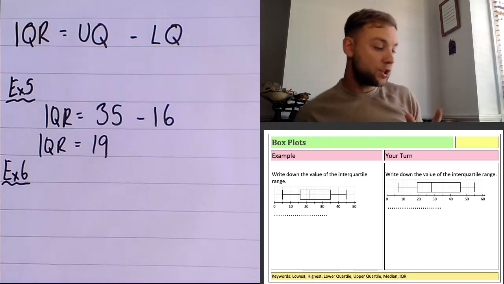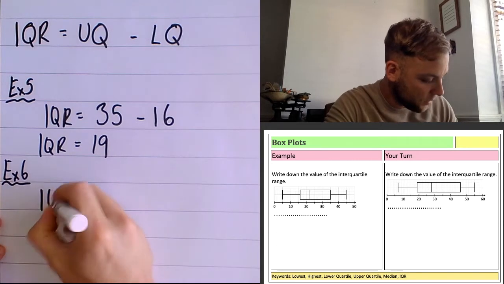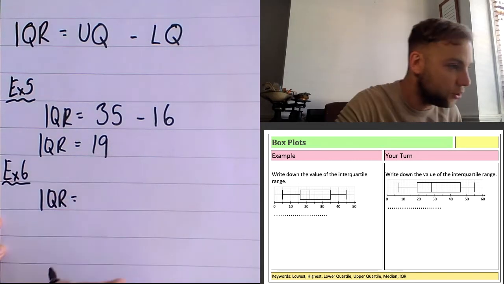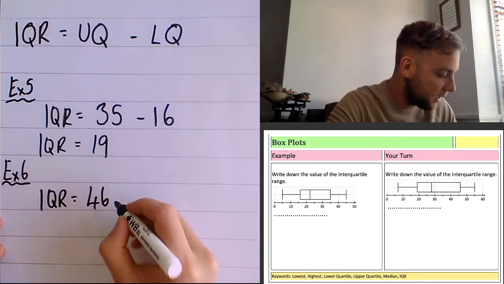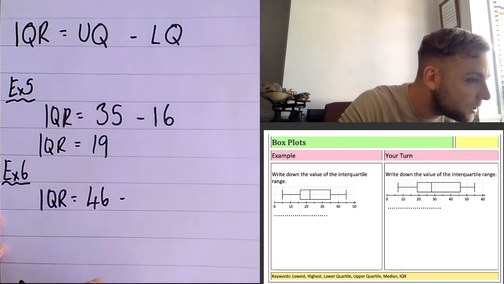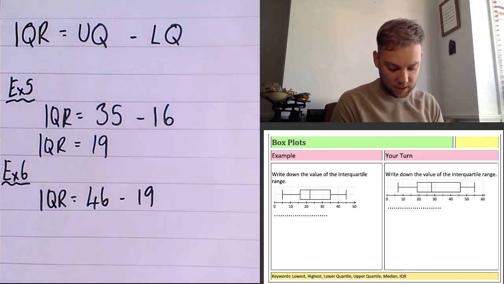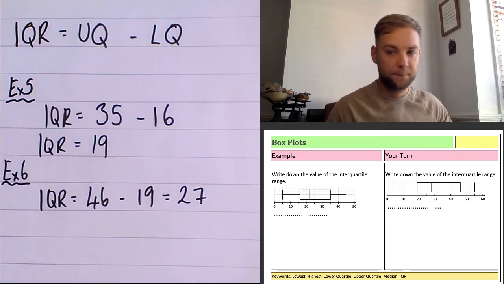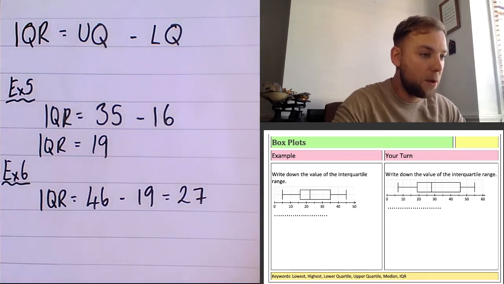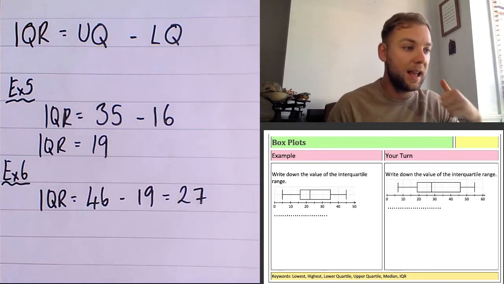So you know your interquartile range for this one is your upper quartile take away your lower quartile. So my interquartile range is equal to my upper quartile, which in this case is 46, subtract my lower quartile, which in this case is 19. So 46 subtract 19 is equal to 27. Brilliant. So we've done what the box plot is, and we've done the interquartile range.